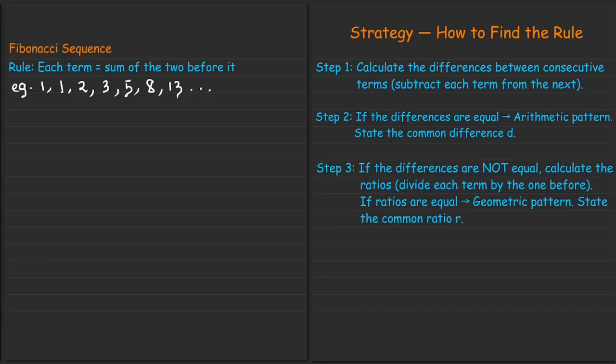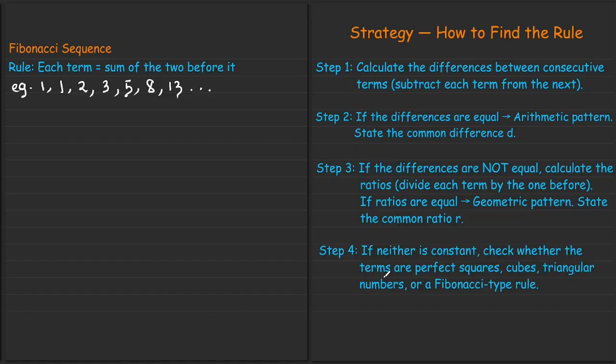The next thing is to say that if it is neither, then you check any of the special sequences you know, whether it's a perfect square, perfect cubes, triangular numbers, or the Fibonacci type. And that becomes our step 4. So with this, we can start solving some questions. But there are 2 more things I want you to know. That is a key principle, and how we can describe patterns in words.